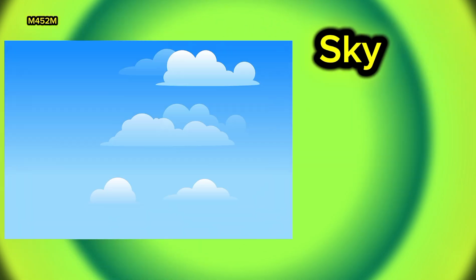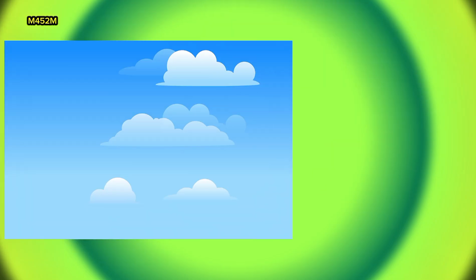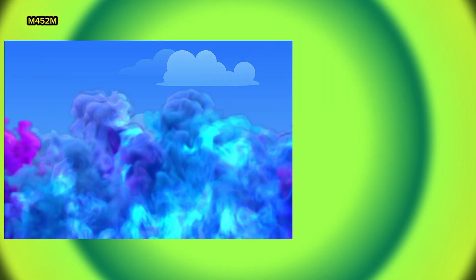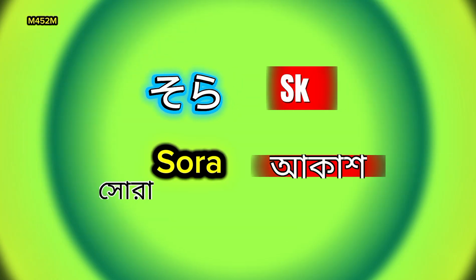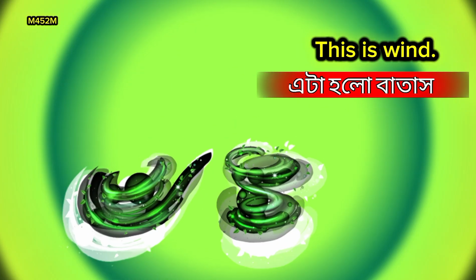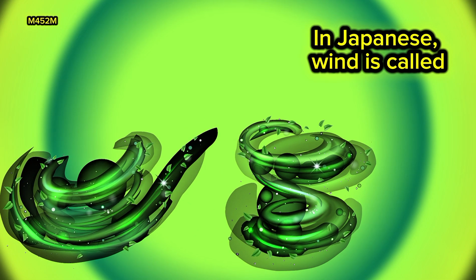Hana. Okay, next. Sky. This is the sky. In Japanese, sky is called sora. Sora. Next, wind. This is wind. In Japanese, wind is called kaze.